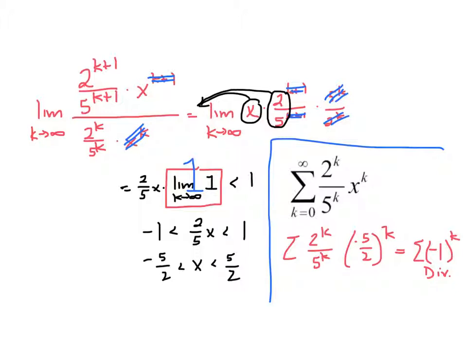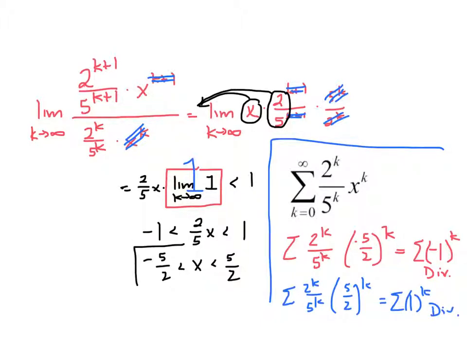So then we check the other endpoint. We say, okay, well, what if I plugged in +5/2 for x? And I think you can spot pretty quick, 2 to the k times 5 to the k over 5 to the k times 2 to the k. In this case, I get 1 to the k power, which definitely diverges as well.